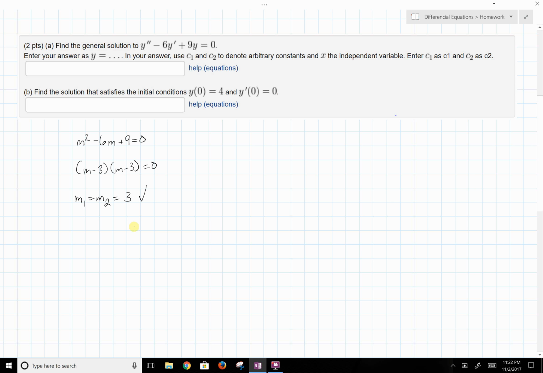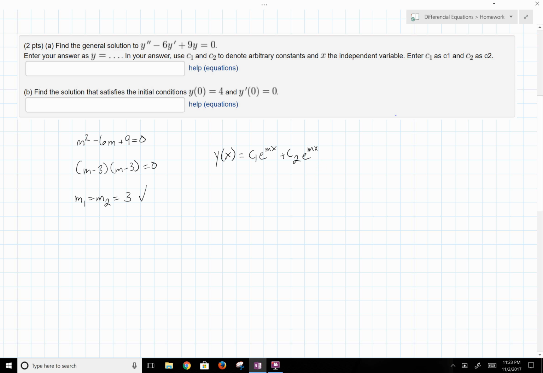So now what we need to do is go over what the general equation should look like for a repeated root in this situation. So we know that it should be y of x equals c1 e to the, we'll call it, mx, plus c2 e to the mx.